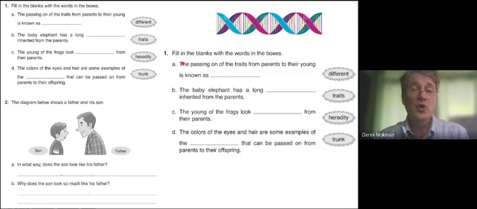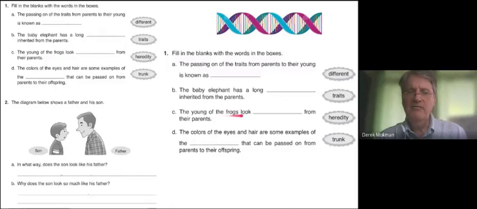And I'd like you to answer question 1, A to D, and put the correct word in the space. The passing on of traits from parents to their young is known as. So passing traits from parents to young is known as what? Is it different, traits, heredity, or trunk? The baby elephant has a long what inherited from the parents? So which one of these words shows what the elephant inherits from the parent?